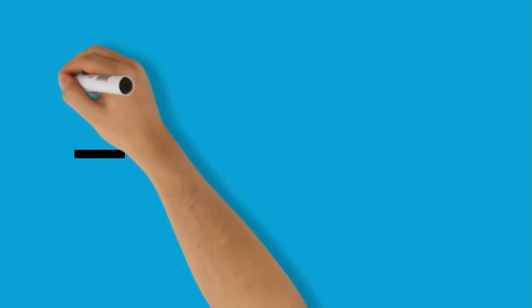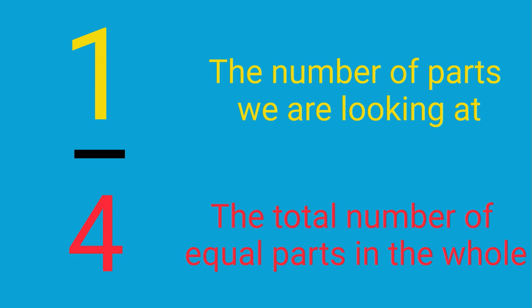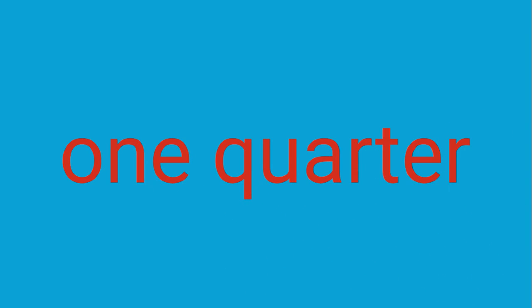To write the fraction 1/4, I will write 1 above the line because that is the number of parts I'm looking at. I'll write 4 below the line as there are 4 equal-sized parts that make up a whole. Or we can use words and write one quarter. Now you know how to write 1/4.